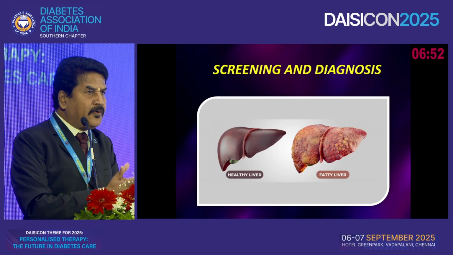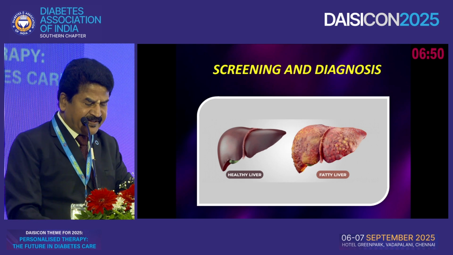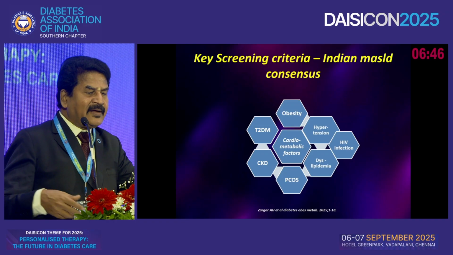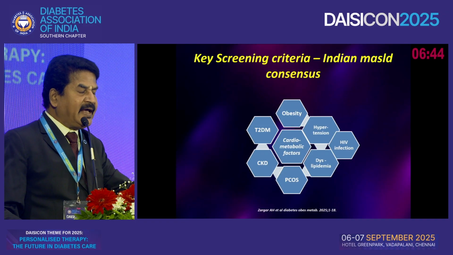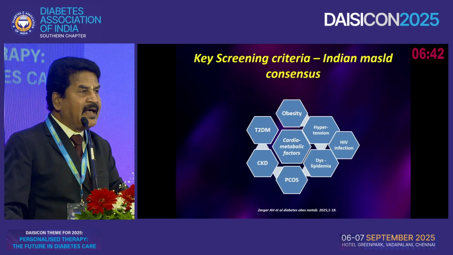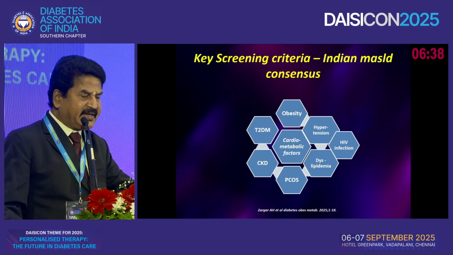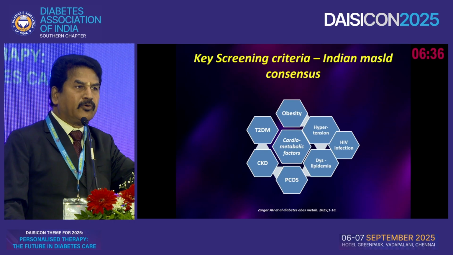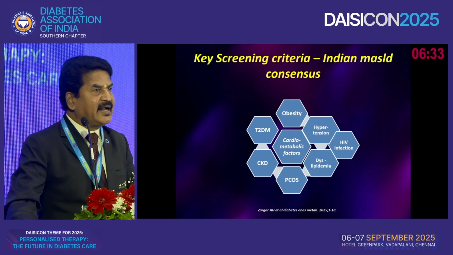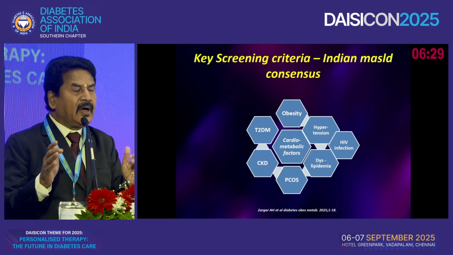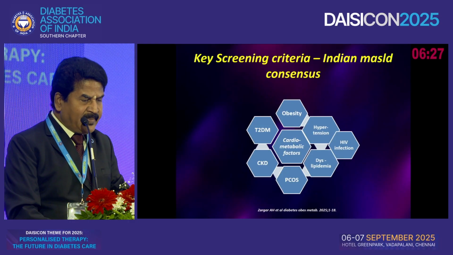So we have to go for screening and diagnosis of this fatty liver condition. What are the key screening criteria? Indian MASLD consensus: the patient sitting in front of you, with any one of the cardiometabolic factors like T2DM, obesity, hypertension, dyslipidemia, PCOS or CKD, you have to go for workup for MASLD.